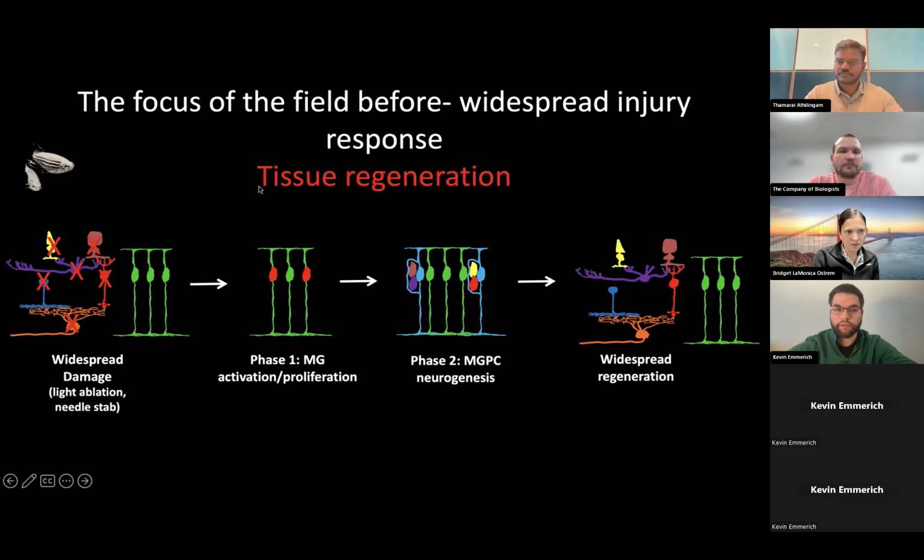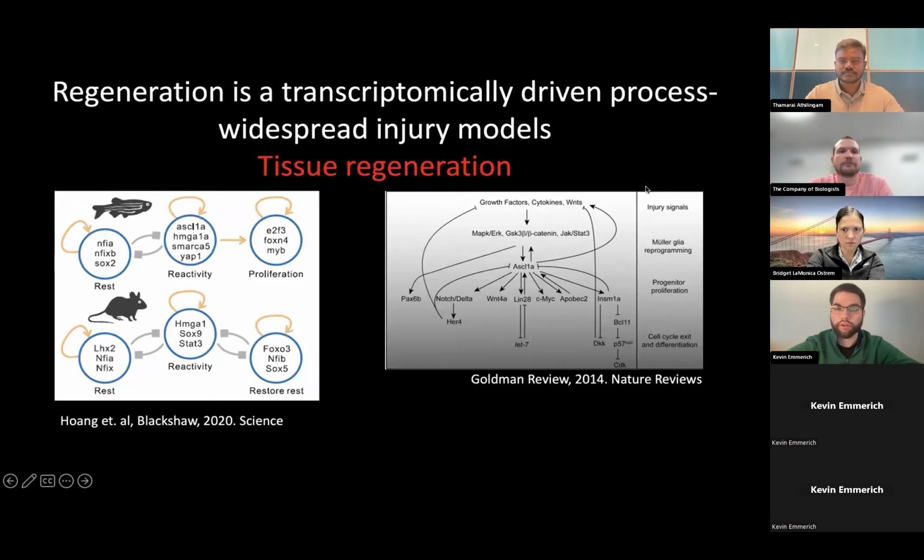So from left to right, you'll see I've outlined this process as if you have damage to all retinal neuron types, which can happen from a light ablation or needle stab wound. The Mueller glia respond in a couple key phases of becoming activated and proliferating. And then you get the formation in phase 2 of these Mueller glia progenitor cells. And these cells are going to undergo neurogenesis similar to development, where they can then restore all different types of neurons.